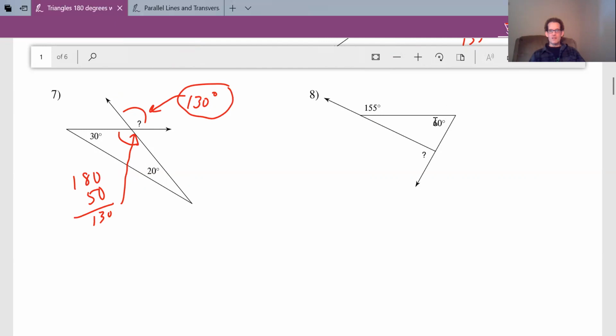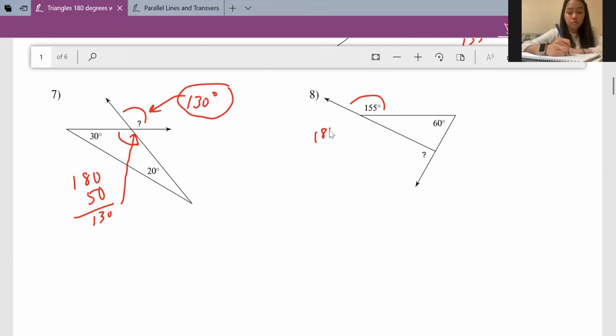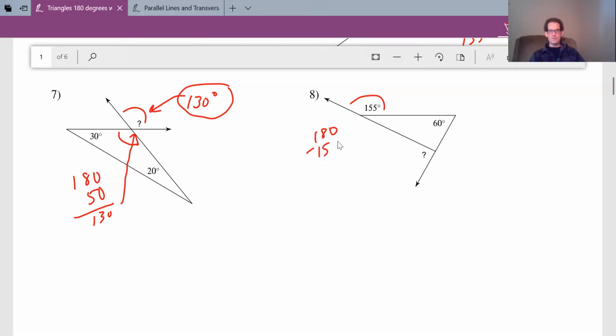Let's look at number 8. I've got 60 here and 155 here, but this 155 is an exterior angle. I want to find out the inside of this triangle. So if I took 180 and I subtract 155, then you'd get 25. That goes inside right there, that part. Okay. If I add these two angles, 25 and 60, I can figure out this one.